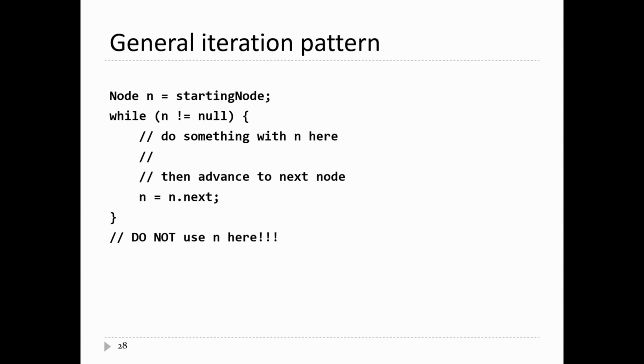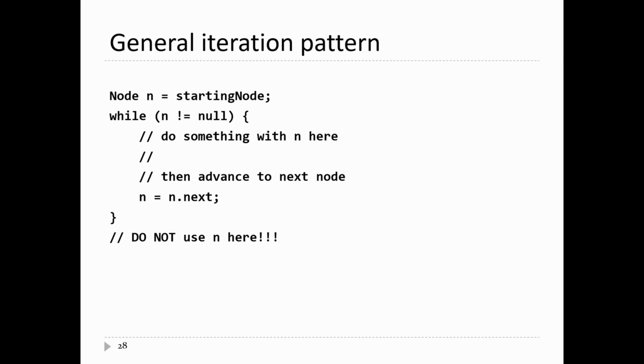So this is the general pattern for iterating over a sequence of linked nodes. You're going to make a variable n or something else. You're going to choose your starting node. For a stack, we're always going to start at the top. For some other data structure, you might not start at the top.